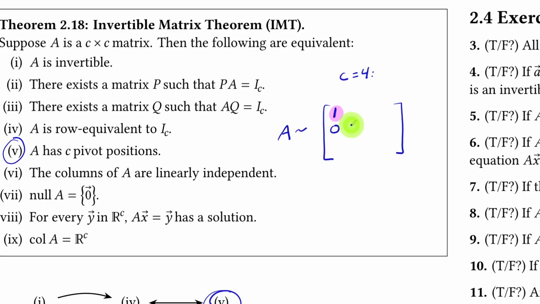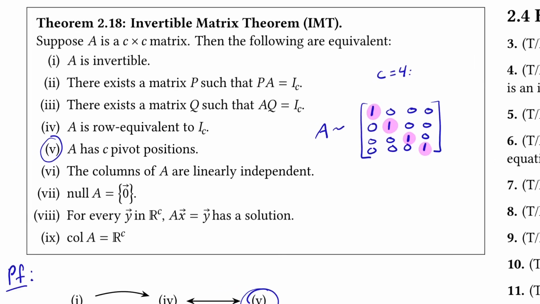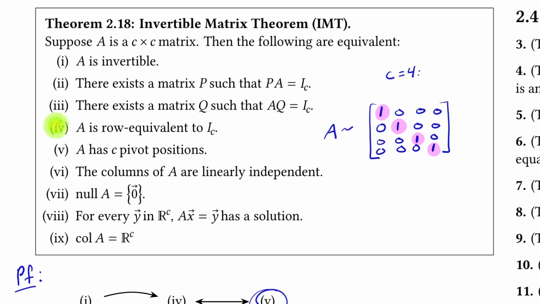And if you have 4 pivots, you can't have 2 pivots in the same column because of the definition of echelon form. They have to make the staircase shape. Each one has to be to the right of the one above it. So you can't have more than one in a column either. So the only place these pivot positions can fit is on the main diagonal. And that means that the reduced echelon form of A must be the identity matrix. So that actually explains why these two things are equivalent, 4 and 5.